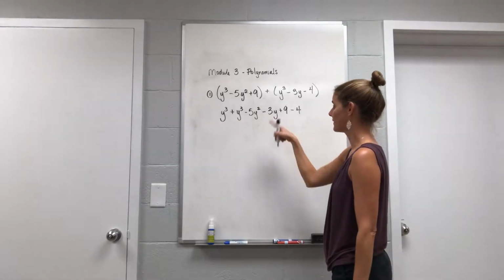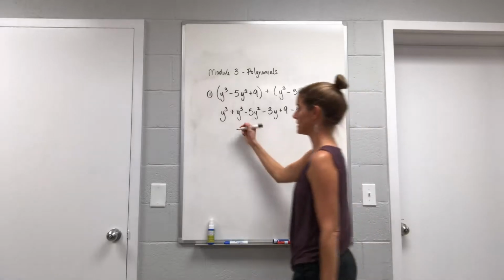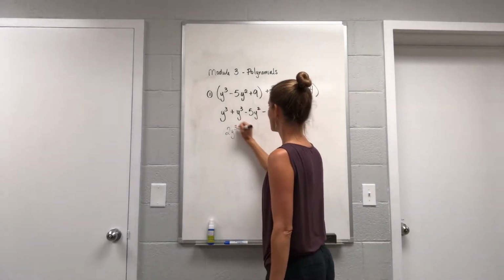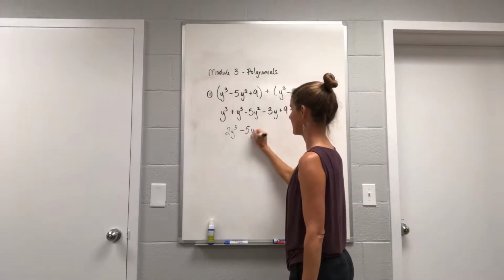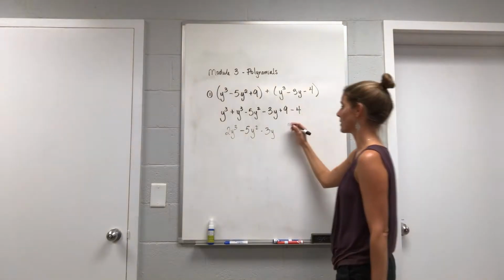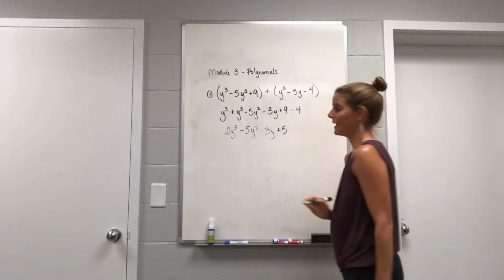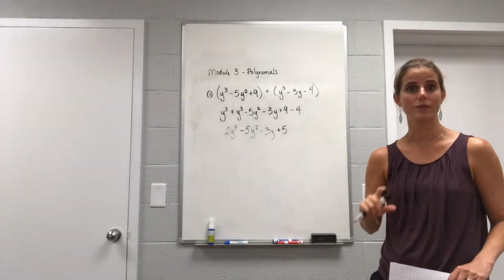So now I can combine the like terms. I have 2 of these, so 1y cubed plus 1y cubed gives me 2y cubed. And then these are not like terms, so I can just bring those down as they are. And then the constants, a positive 9 and a negative 4, will give me a positive 5. And that's it. So with addition, it's really simple. You just get rid of the parentheses and start combining those like terms.